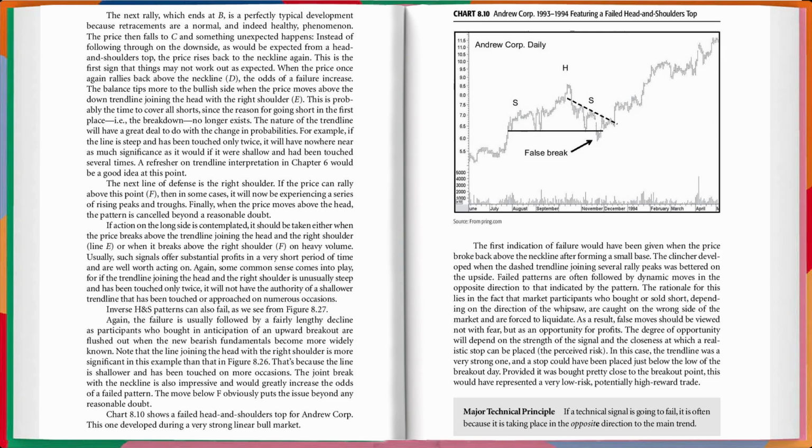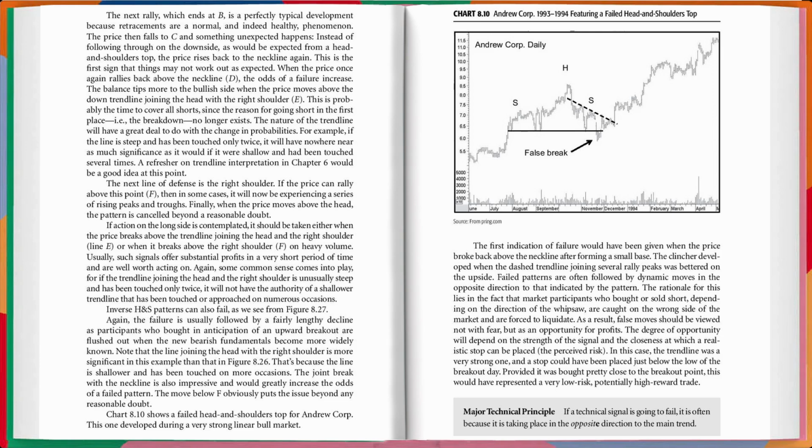Chart 8.10 shows a failed head and shoulders top for Andrew Corp. This one developed during a very strong linear bull market. The first indication of failure would have been given when the price broke back above the neckline after forming a small base. The clincher developed when the dashed trend line joining several rally peaks was bettered on the upside.